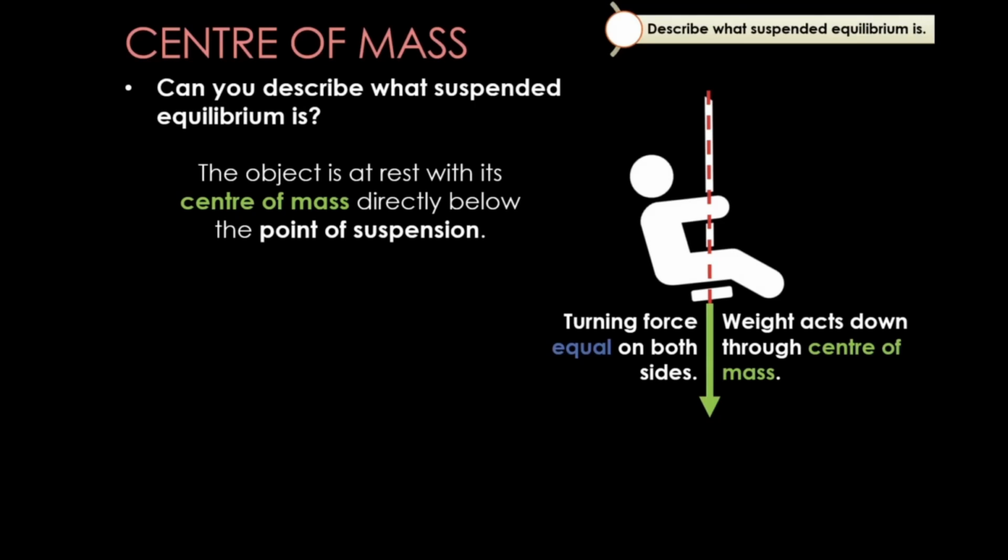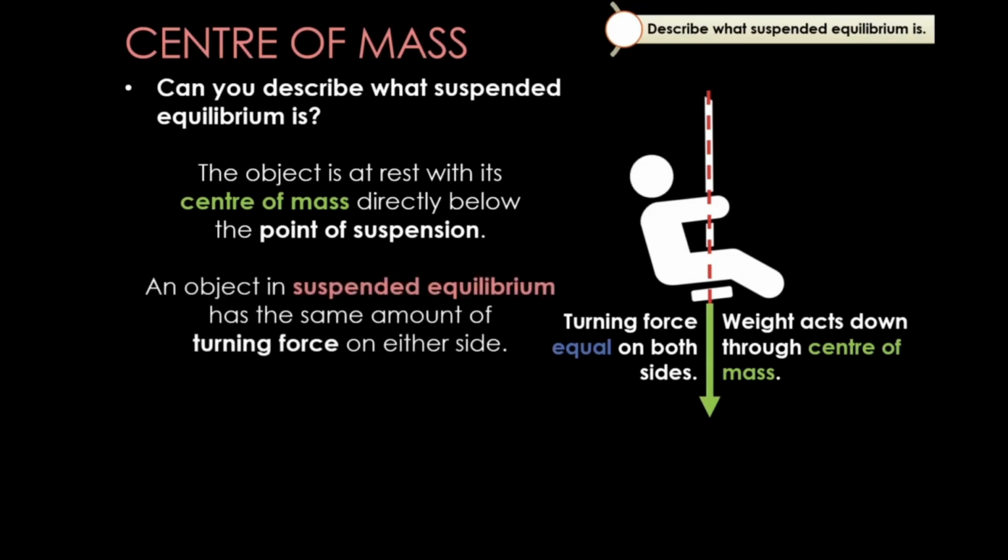So that's the first bit. So we would say that an object is in suspended equilibrium if it has the same amount of turning force on either side. Now, the turning force is the force that's going to cause something to turn. That's essentially what we're talking about there.